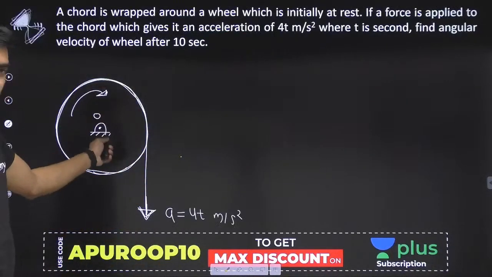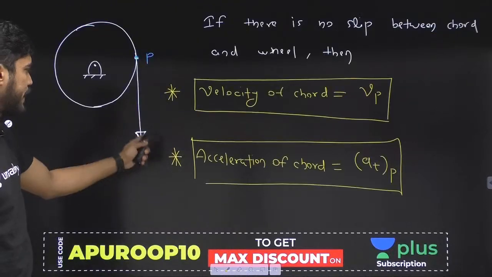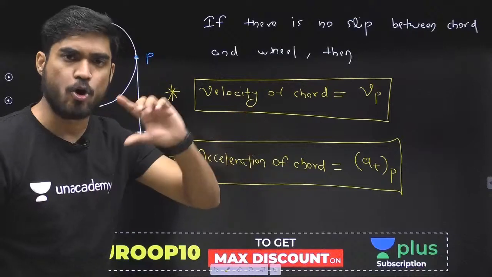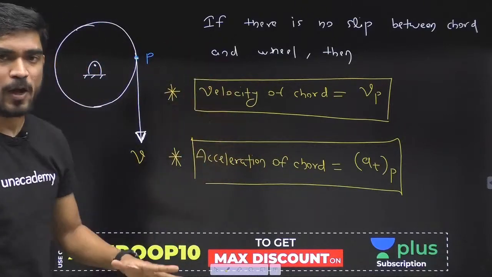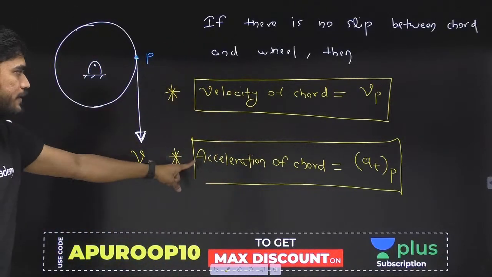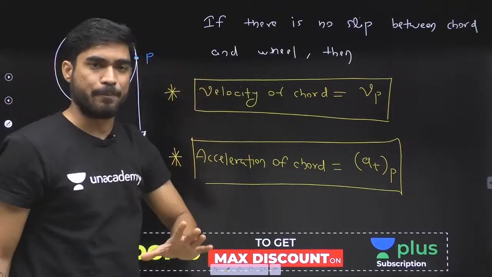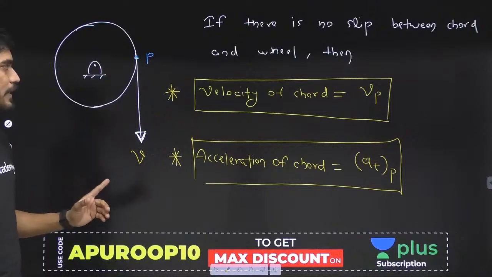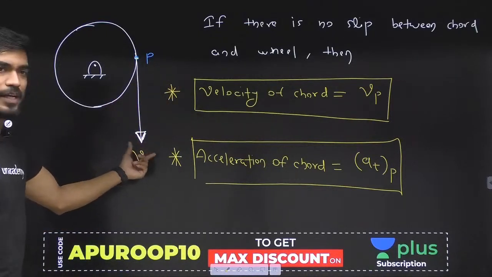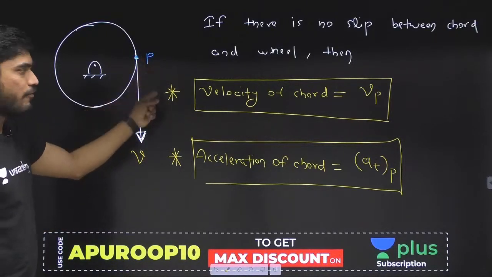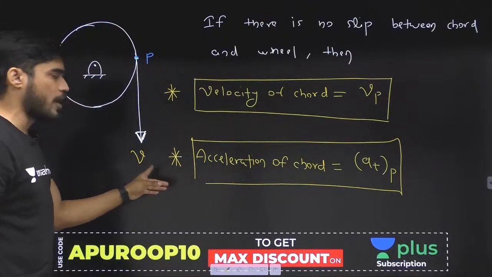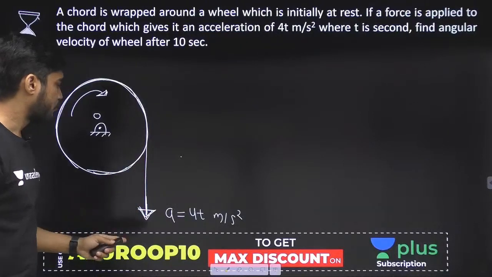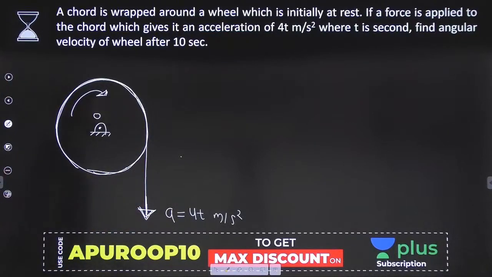type of problem. You will see a lot of this type of problem, belt and pulley problems, rope and pulley problems. In those problems you will apply the same concept. Whenever there is no slip, then beta, velocity of the cord will be equal to linear velocity of P, and acceleration of cord will be tangential acceleration of P. Okay, so here beta, acceleration is 4t.